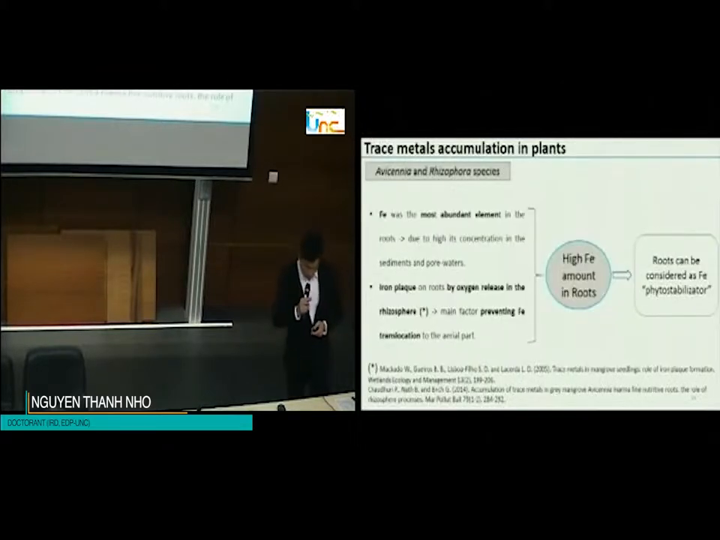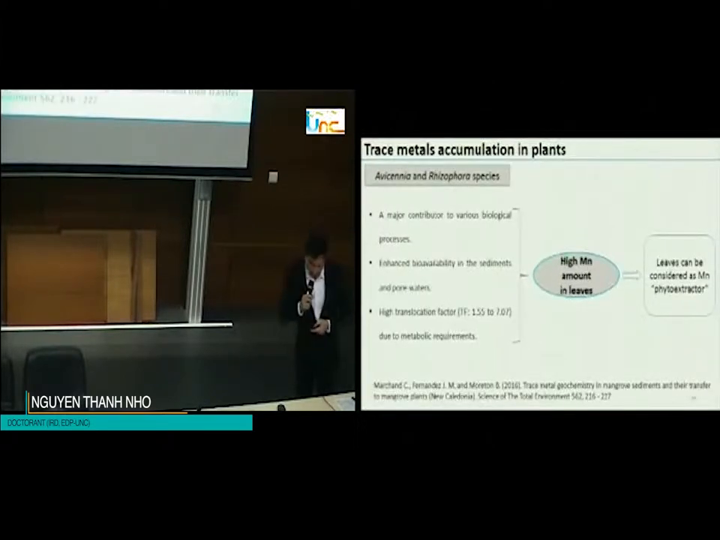For iron, despite a low bioconcentration factor, iron was the most abundant element in plant tissue, and this may relate to the high iron concentration in the sediment and pore water. We suggest that the formation of iron plaque on roots by oxygen release in the rhizosphere may be a main factor preventing iron translocation to the aerial parts. As a result of the high iron amount in roots associated with a low translocation factor, the roots can be considered as the iron phytostabilizer, as previously observed by Machado and Chowdhury.